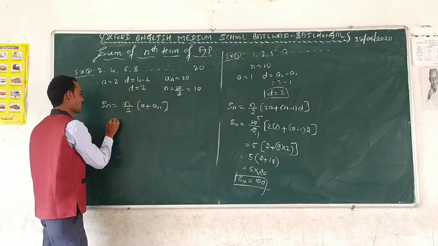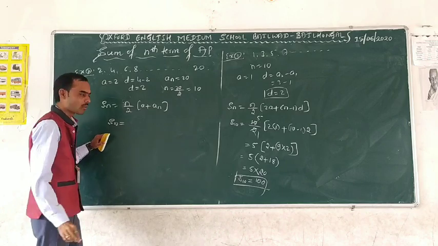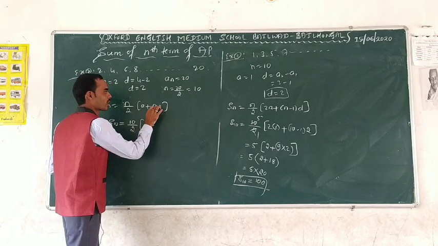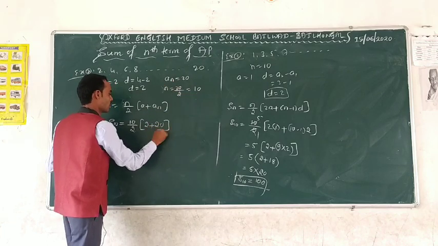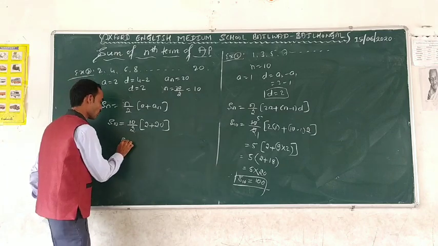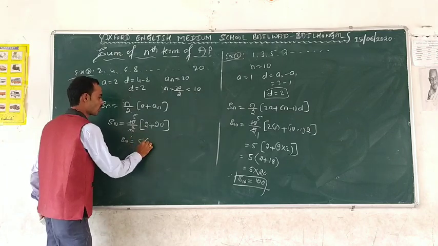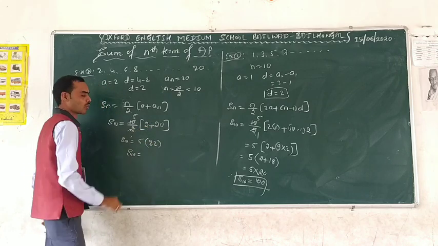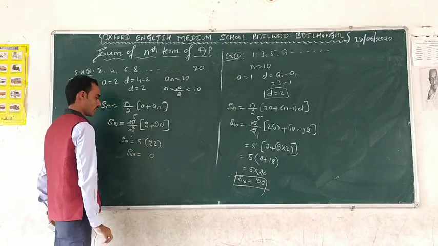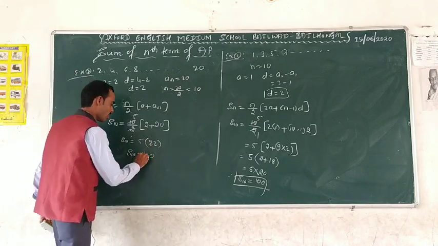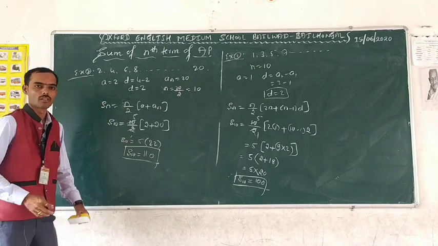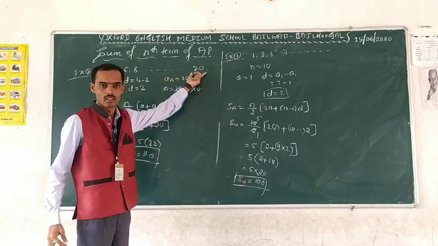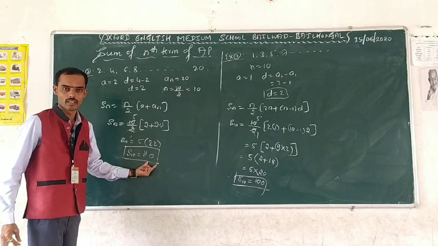Sn is equal to, that is S10 is equal to 10 by 2 into the bracket, a, the first term 2, plus an, that is 20. Is it right? Now, S10 is equal to 2 ones are 2, 5 into (20 plus 2), that is 22. S10 is equal to 22 into 5, 5 twos are 10, 5 twos are 10 plus 1 carry, 110. Therefore, for this sequence 2, 4, 6, 8 up to 20, the sum S10 is equal to 110.